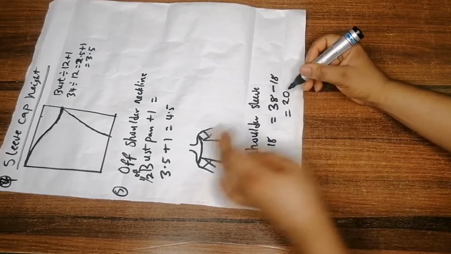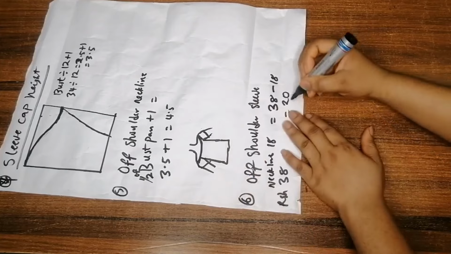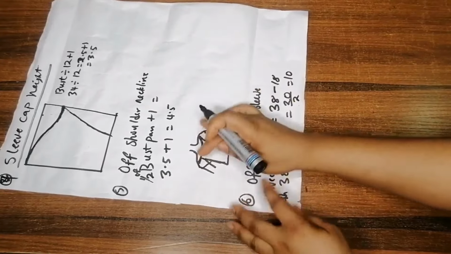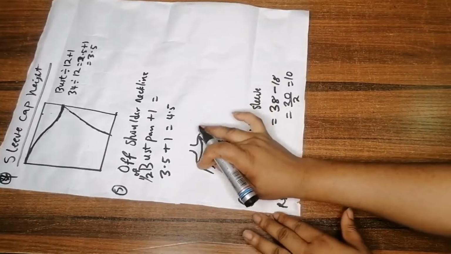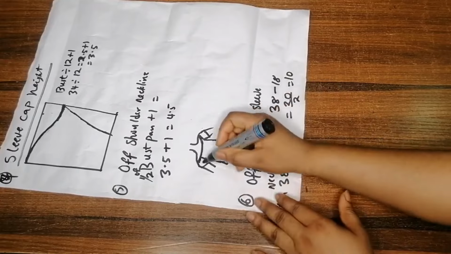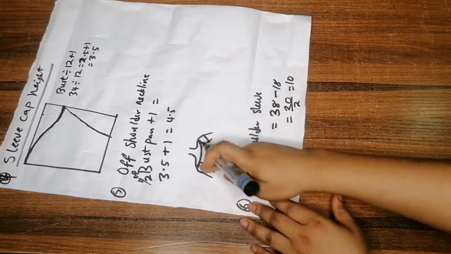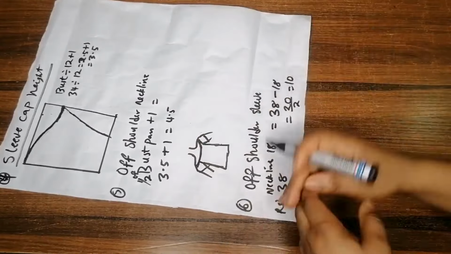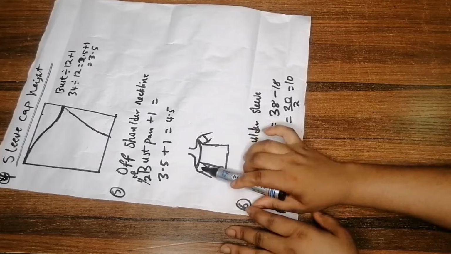This 20 inches is for both sleeves, so you divide the 20 inches by 2, and you have 10. That means each sleeve is going to be 10 inches when you open it up. But when you fold it together, you have 5 inches on both sides of each sleeve. I hope you understand. When you open it up, each sleeve is going to be 10 inches here, 10 inches here.